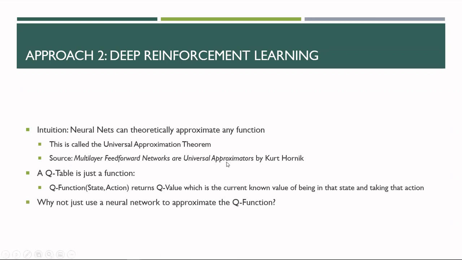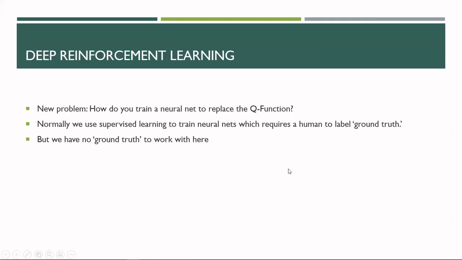Now, here's the problem though. How do you train a neural net to replace the Q function? Well, normally we would use supervised learning. In supervised learning, you have to have a human who labels the ground truth. Well, who's going to do that for the Q function? We don't know what it is. That's why we're trying to use a neural net, a learner, in the first place. And it's too big, it's in an infinite space. So that's why we're trying to approximate with a neural net. There's no way a human can teach a neural net using labels, using regular supervised learning. We've got no ground truth, so that's a problem.